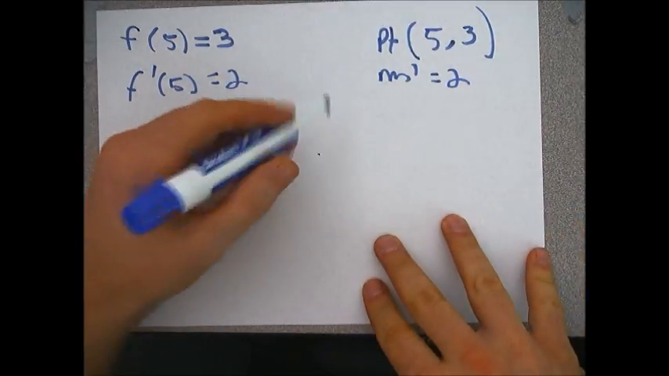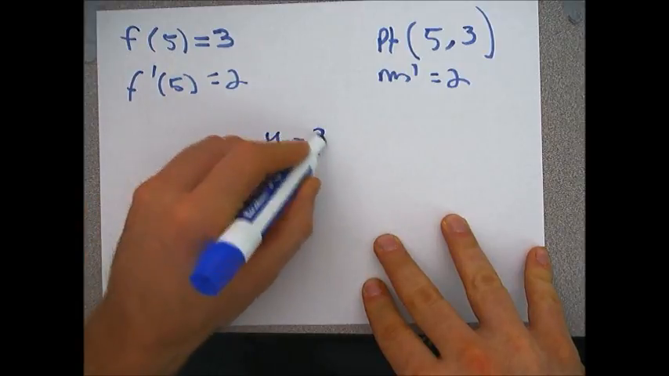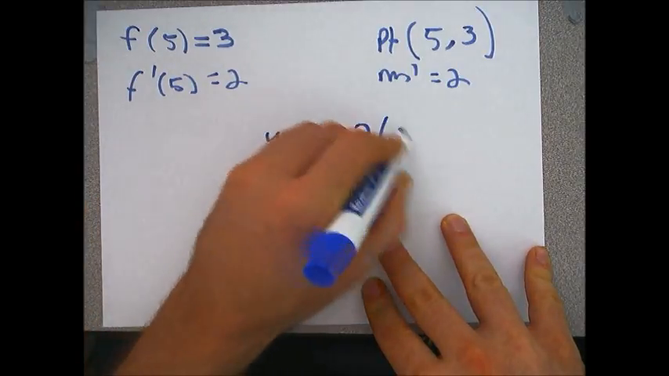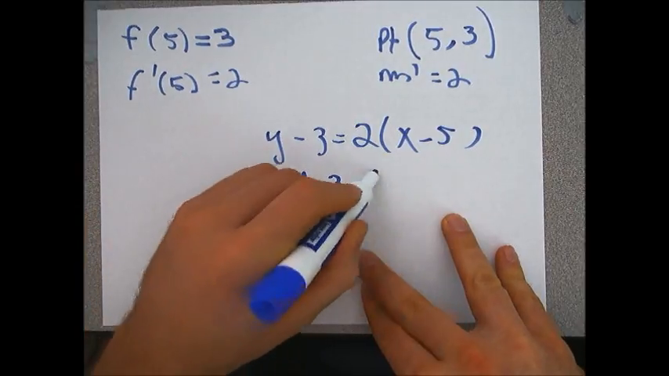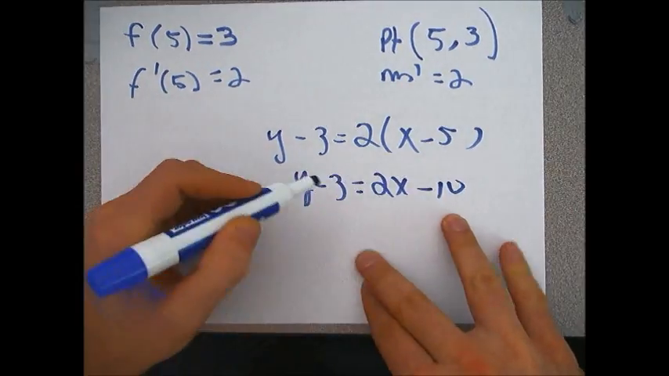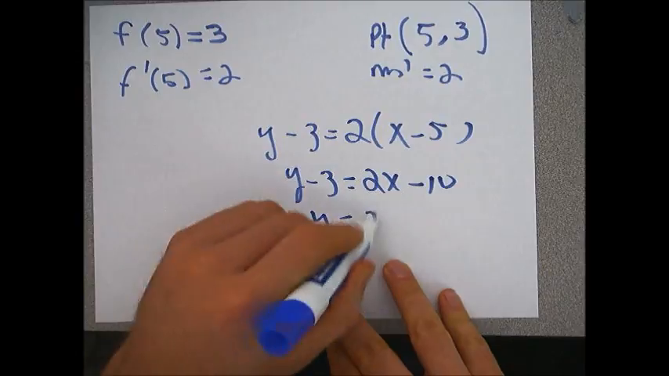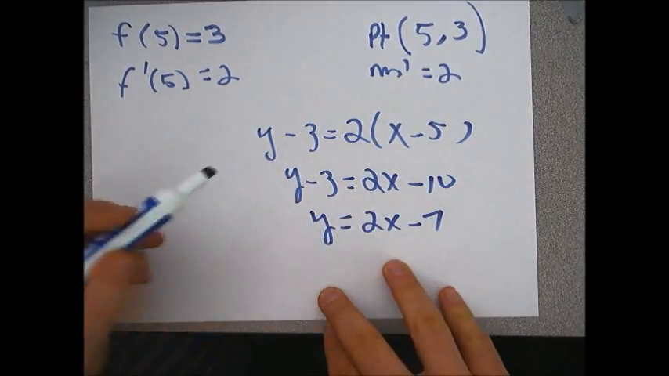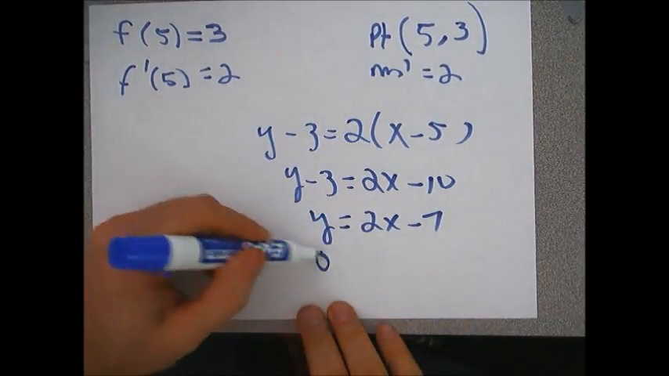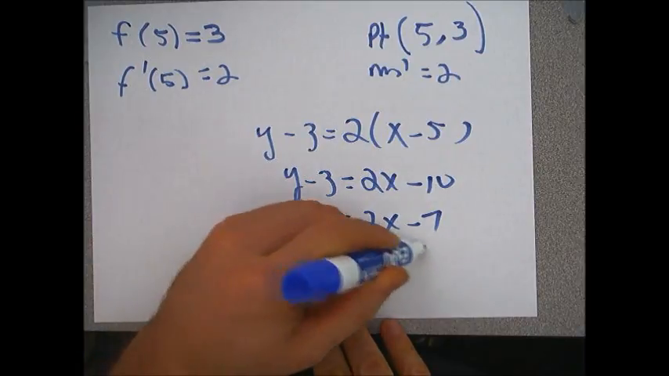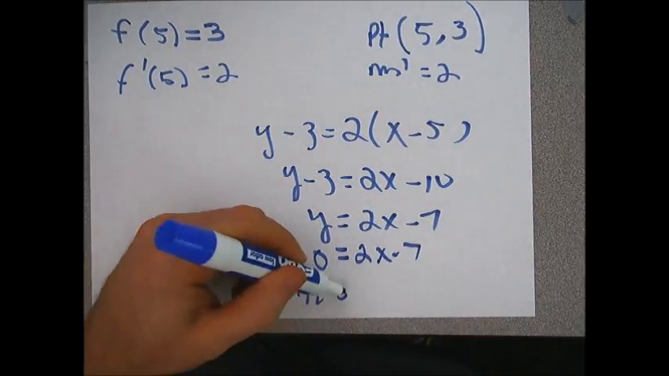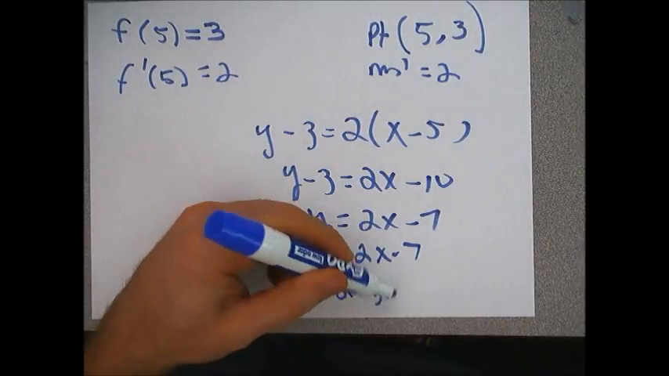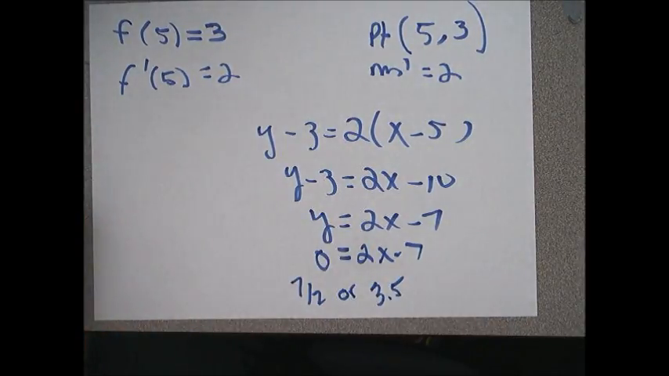So point slope tangent line is y minus 3 is equal to 2 times x minus 5. Y minus 3 is equal to 2x minus 10. Add 3 over: y equals 2x minus 7. There's my tangent line, and I want to set it equal to 0. 0 is equal to 2x minus 7. Add the 7, divide by 2. You get 7/2, and I think they were using decimals, so 3.5.